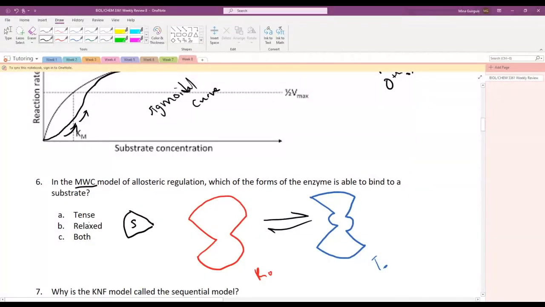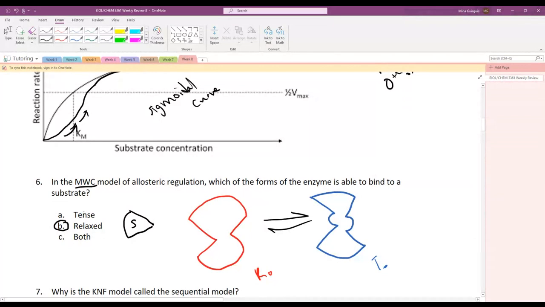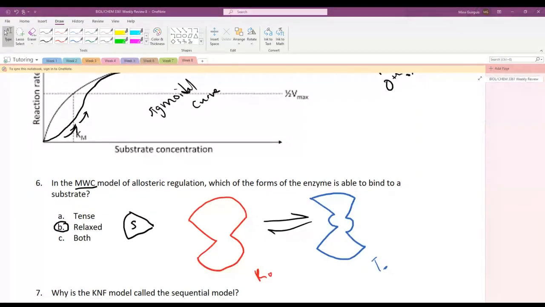But the important thing with the MWC model is, and I think you guys can see number 7 at the bottom, why is the KNF model called the sequential model? This is the sequential model. The MWC model is not sequential, okay? Excuse me. Actually, I'm getting a little bit ahead of myself. Let me keep talking about the actual model before I get into the names.